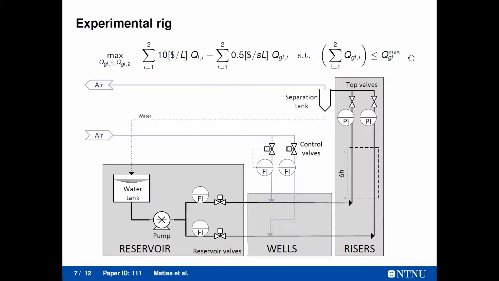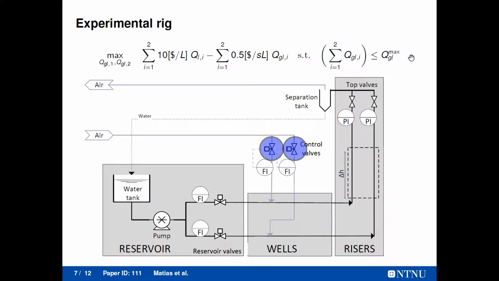For environmental purposes, the water is recycled to the water tank. Regarding the optimization problem, we want to find the set points of the air injection valves that maximize the system production while accounting for a price on the air compression. As mentioned, the problem is subjected to a maximum gas availability constraint. The maximum gas availability threshold was arbitrarily defined.